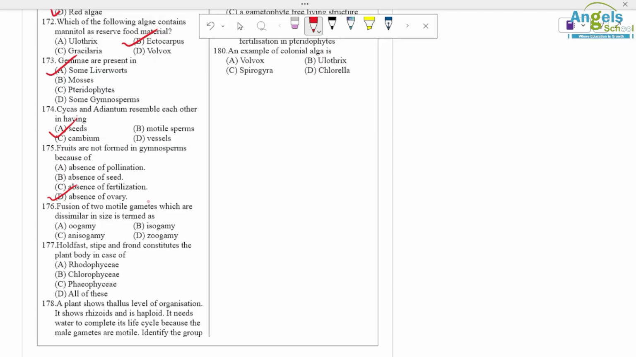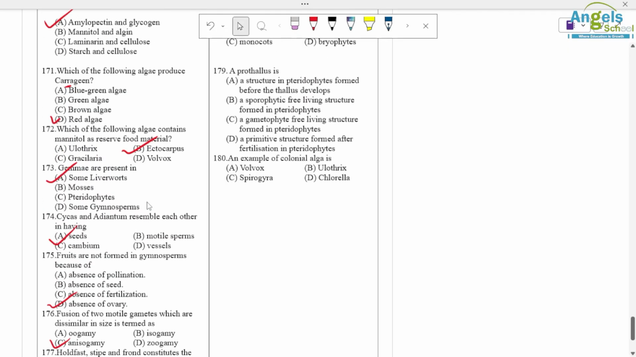Fusion of two motile gametes which are dissimilar in size is called anisogamy. Holdfast, stipe, and frond constitute the plant body of Phaeophyceae only. The plant shows thallus level of organization. It has rhizoids, is haploid in nature and requires water to complete its life cycle. So it is a feature of bryophytes only.